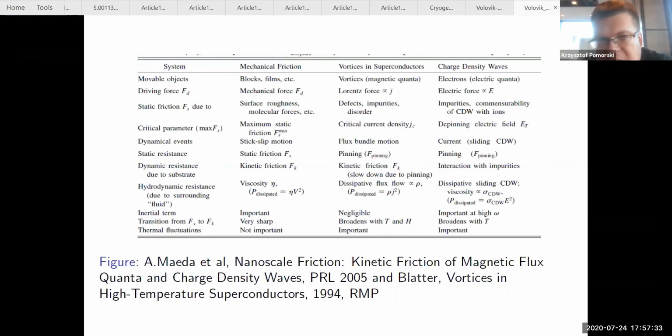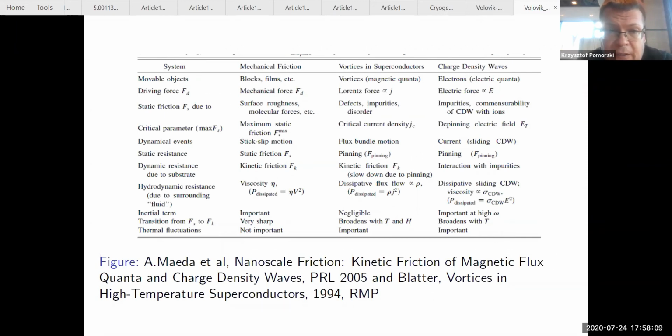There are certain analogies between friction in classical systems, vortices in superconductors, and charge density waves. Charge density waves are just fluctuations of charge density in superconductors. I will not describe them in detail. There's a work of Professor Maeda, and this work describes physical regulators, 2000. There's a physical regulators paper, and basically what are the analogies?